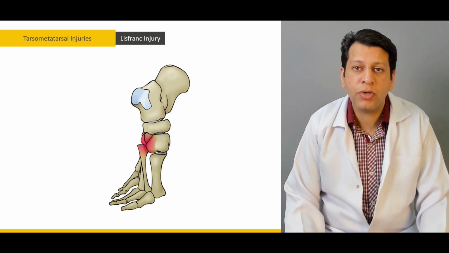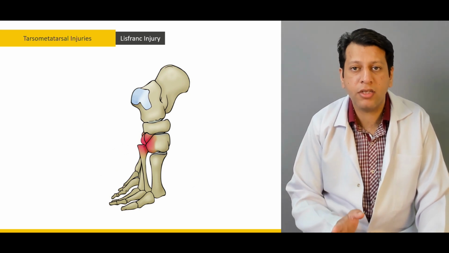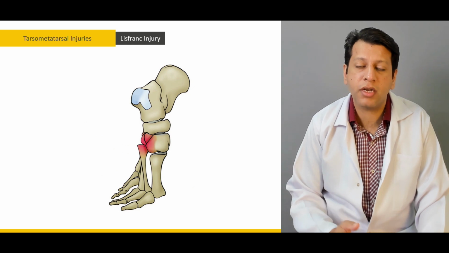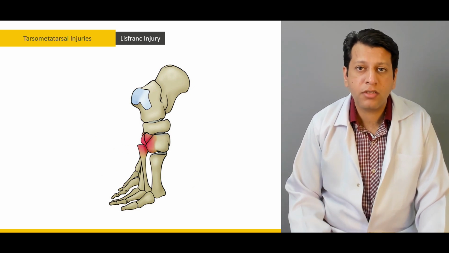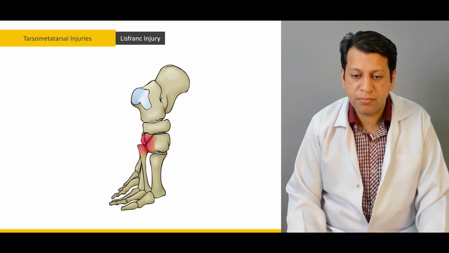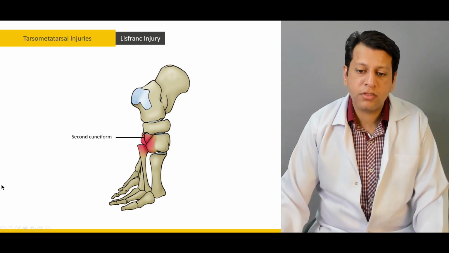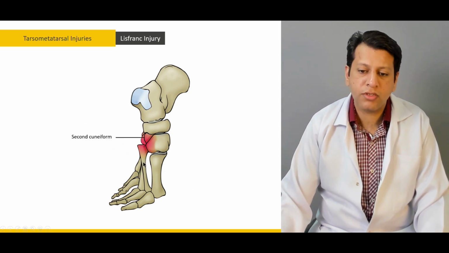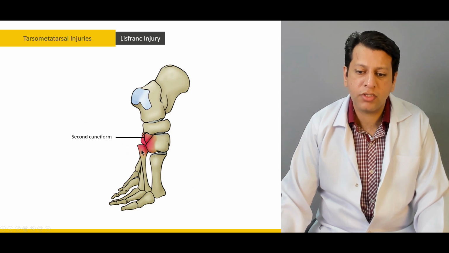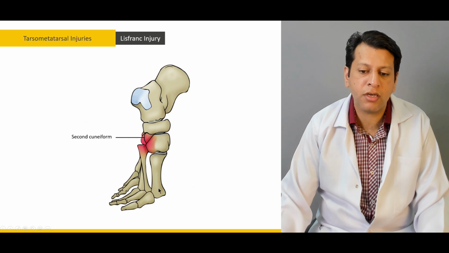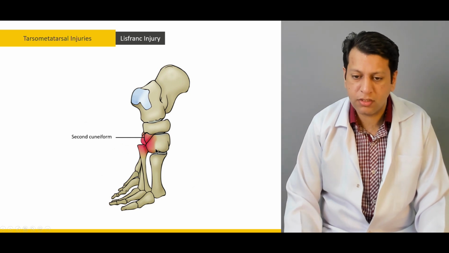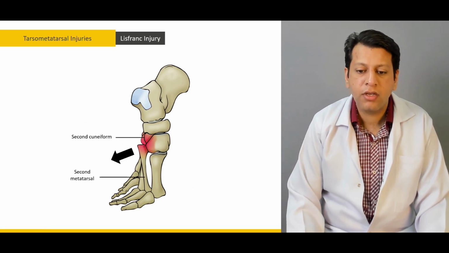And the Lisfranc joint is formed at the Lisfranc ligament, which connects the second metatarsal with the medial cuneiform. If you see this on the lateral view, the second metatarsal is connected by the Lisfranc ligament to the medial cuneiform, which is articulating with the first metatarsal. So that is the Lisfranc ligament.